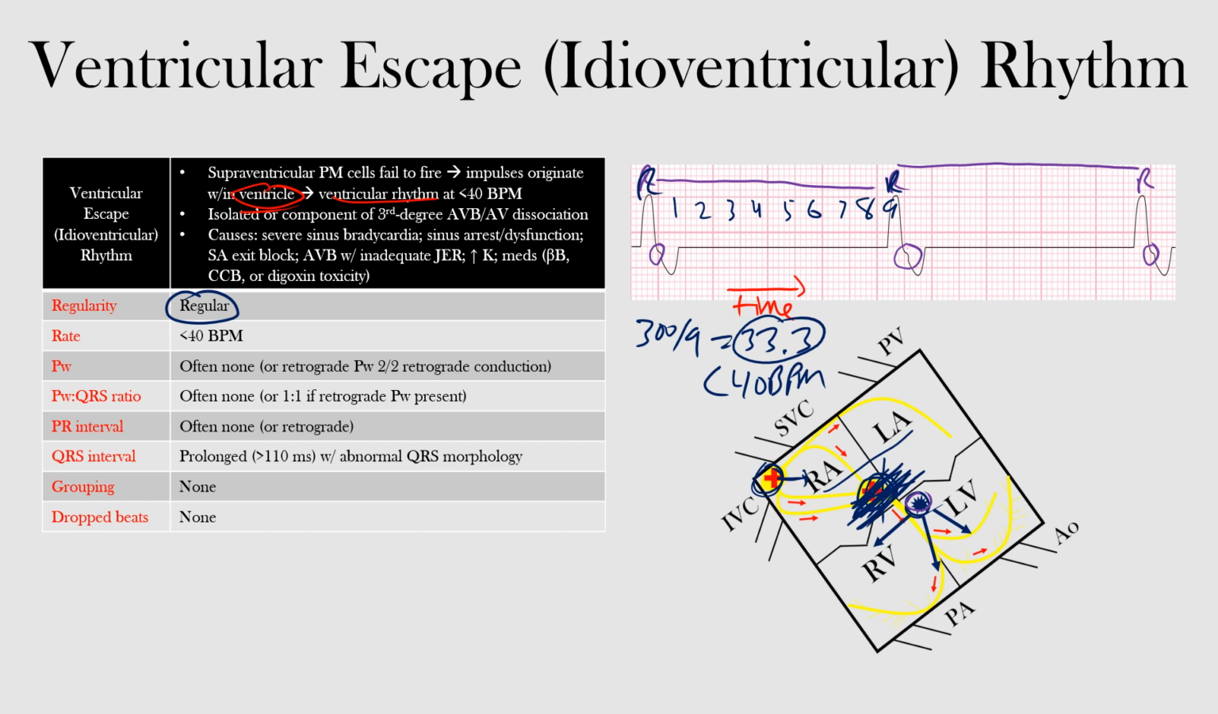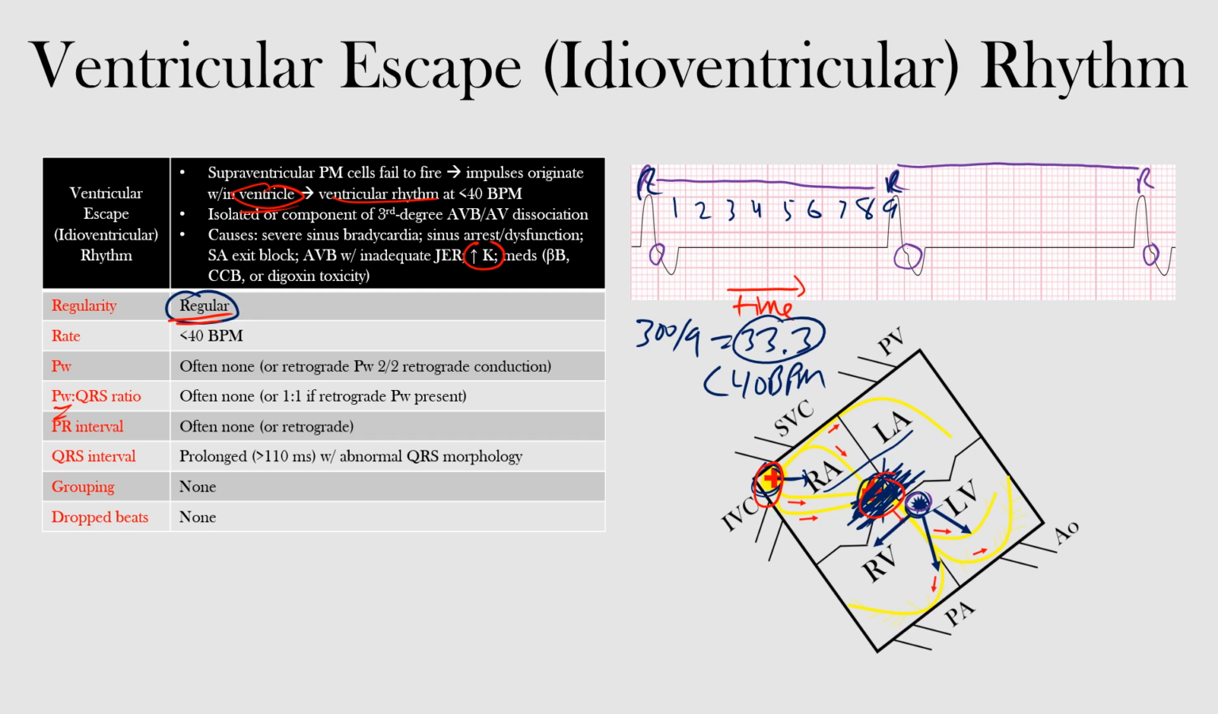And some causes, we mentioned a bunch of them here, whether it has to do with the sinus node or the AV node, or sometimes hyperkalemia can cause it, and some medications as well. We said the rhythm is regular, so our intervals between the R waves will be consistent throughout, with our rate less than 40 beats per minute. Often there are no P waves, and because there are no P waves present, we also don't have this P to QRS ratio because we need a P wave to have that. Our PR interval, which also consists of a P wave, will not be present.